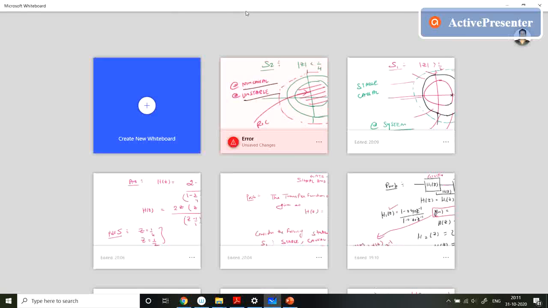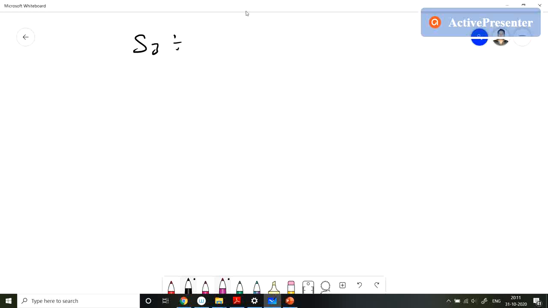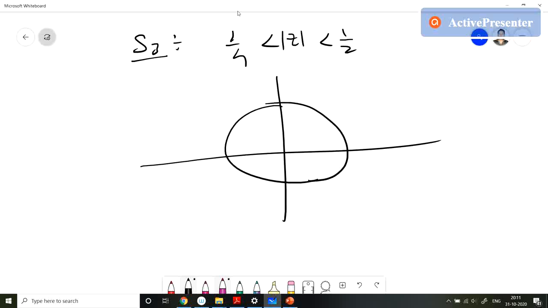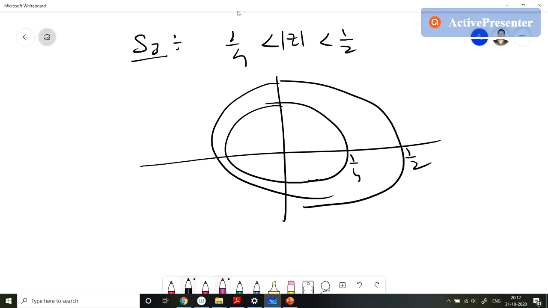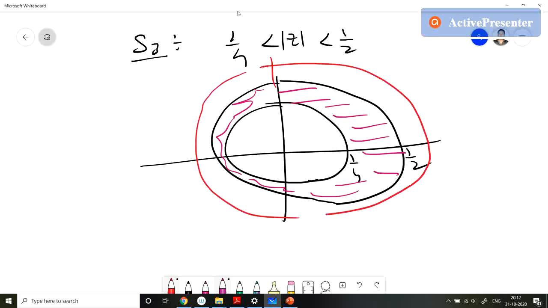So let us discuss the third system, S3. The ROC is given as 1/4 less than modulus of z less than 1/2. So this is the first circle of 1/4 and the second circle of 1/2. Then the ROC is in between 1/4 and 1/2, so this is the ROC. Again we have the unit circle.